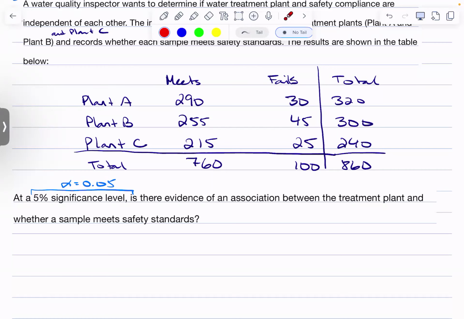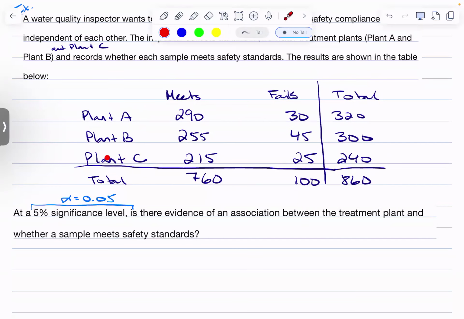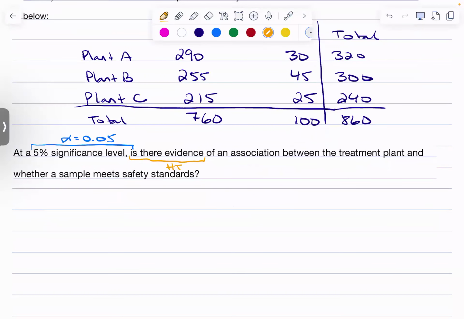And now we want to know if there is evidence of an association. Now, an association would mean that they are not independent, right? However you want to word this is fine by me, as long as you're talking about the plant and whether it meets safety standards or not, they either are independent or are not independent of each other. Okay. And so is there evidence? Whenever you see that, you're going to have to do a hypothesis test.